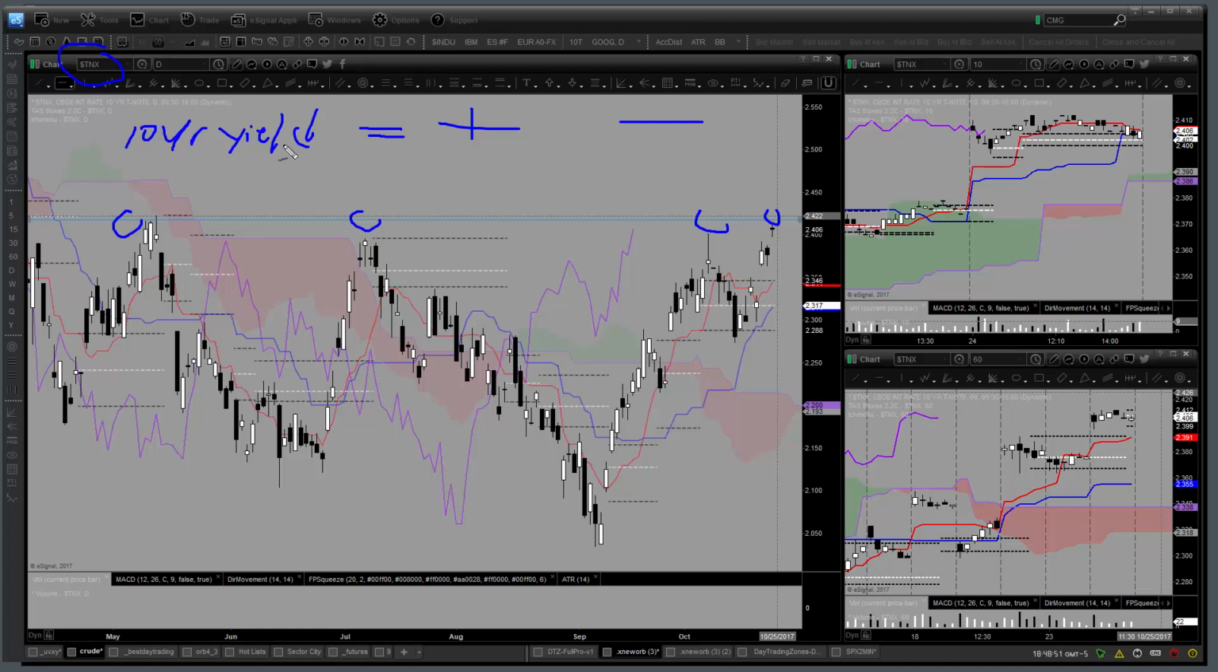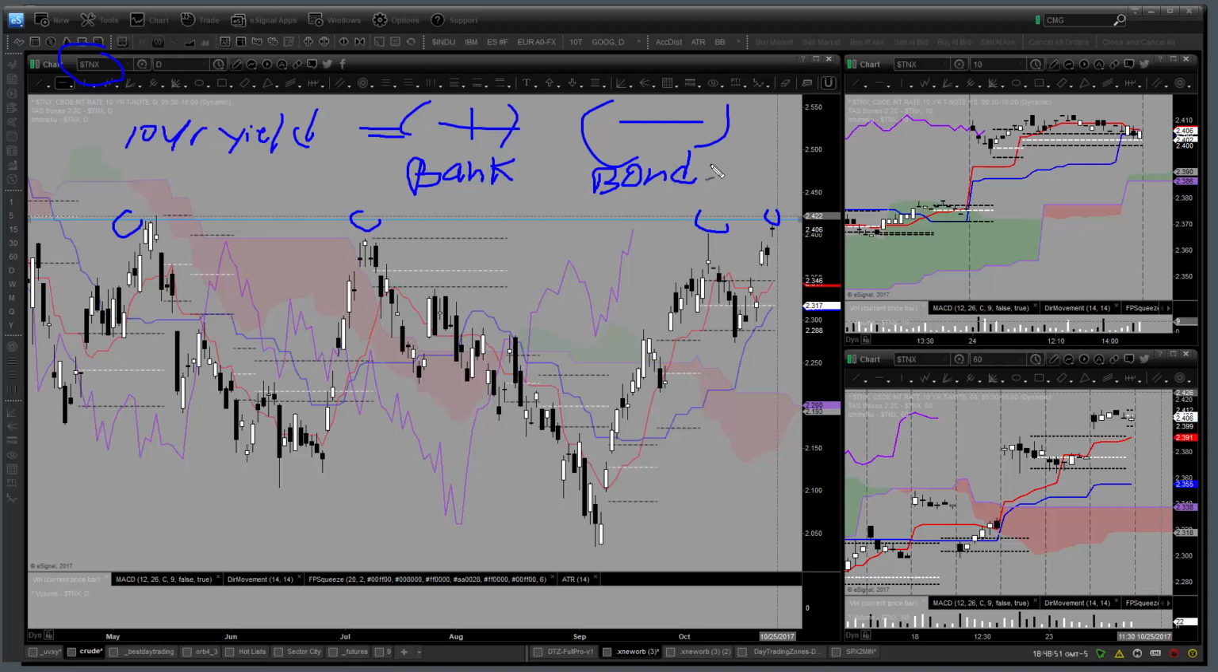If the 10-year yield goes up, what else goes up? Banks. Okay? Does that make sense? If the 10-year yield goes up, banks go up. They get more money. All right? Makes sense. Perfect sense. If the 10-year yield goes down, this is a negative sign. All right? What goes down?